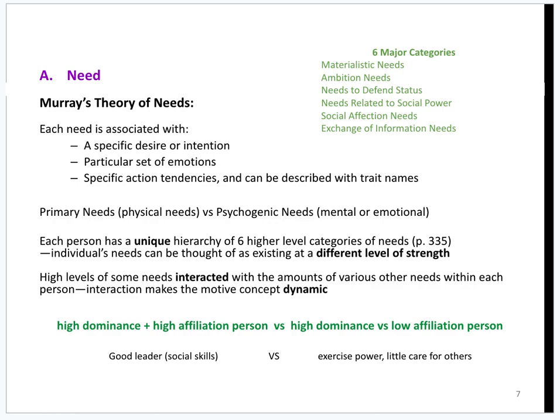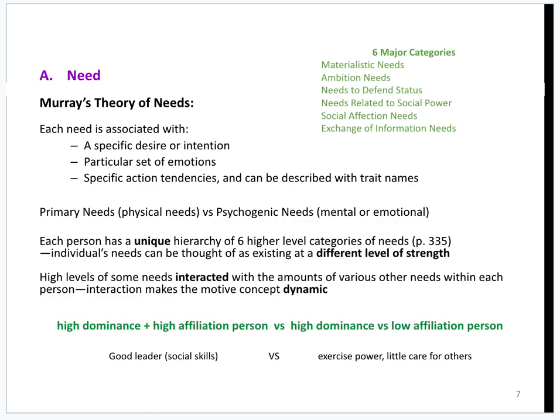So take a look in the text. Under each of these 6 major categories, I think there's around 3 needs in each. So look those over. Each need is associated with desire, intention, a set of emotions that goes along with it, and then action tendencies, what you do to satisfy that need. It's important to notice that each person is going to have a little bit of each of these needs, but in varying degrees, right? They're on a continuum.